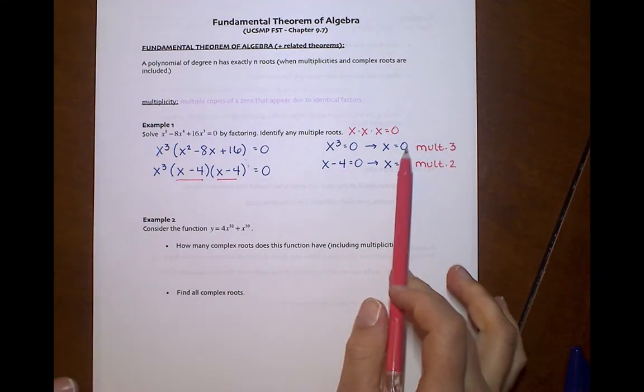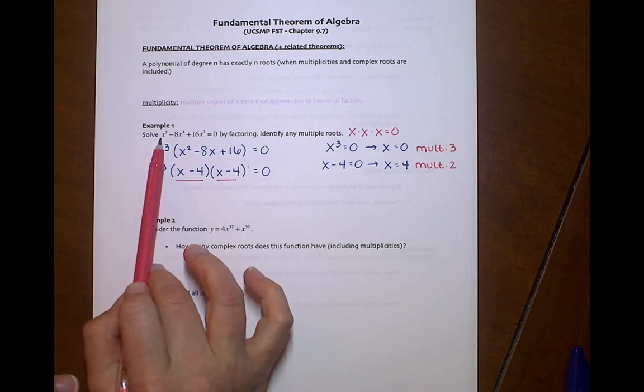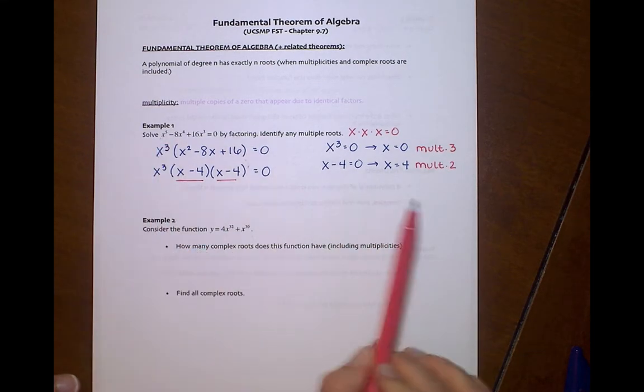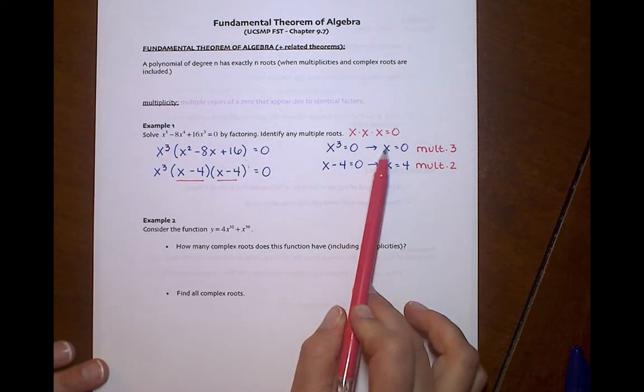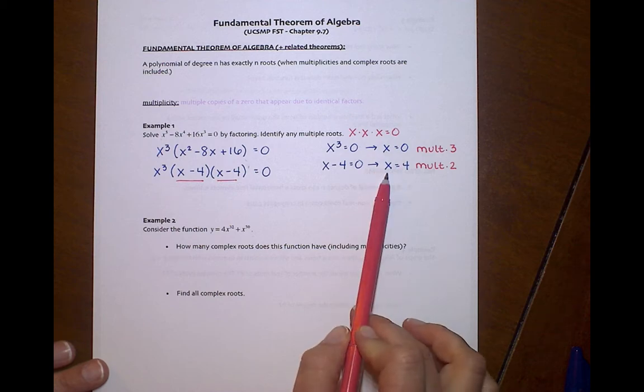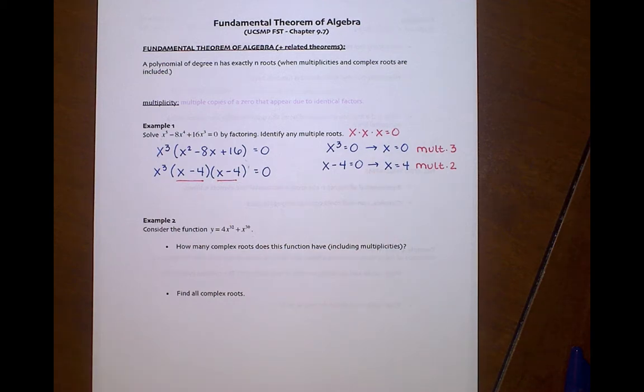And so altogether I have 2 roots, but when I consider their multiplicities, I was able to account for 5 different roots. Basically, it's like my roots are x equals 0, or x equals 0, or x equals 0, or x equals 4, or x equals 4. Okay, so I accounted for 5 roots through multiplicities there.